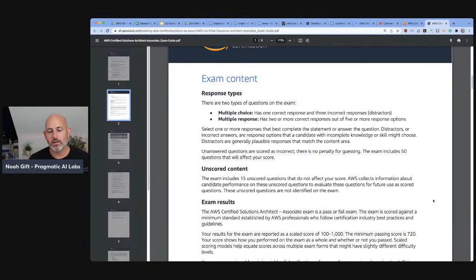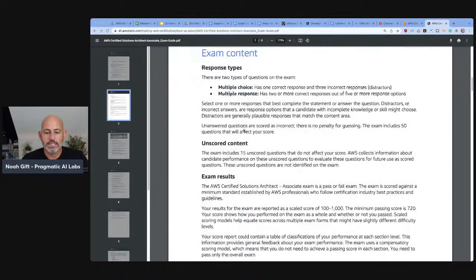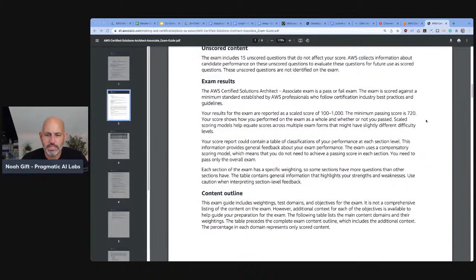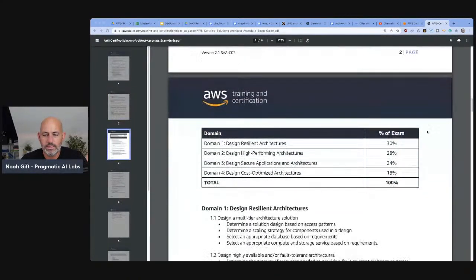So in this particular scenario, we see that this exam has both multiple choice and multiple response. Now, the problem with multiple response is that it can have two or more correct answers, right? So it's going to be a very complex question. And so you really do need to know the material when you see a multiple response. And then it says the minimum score is 720.